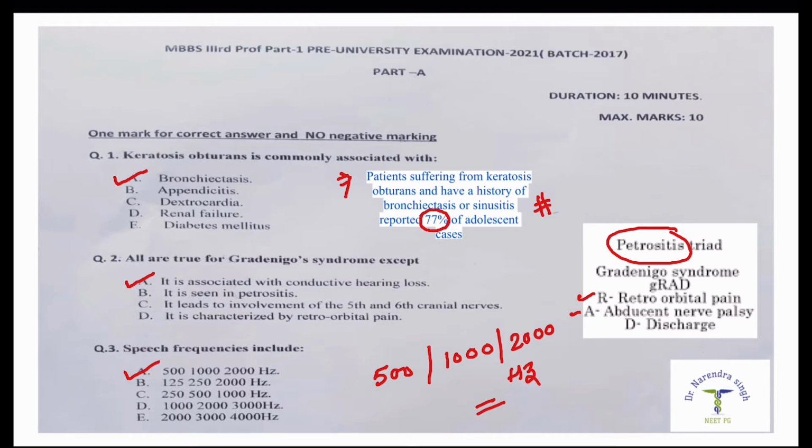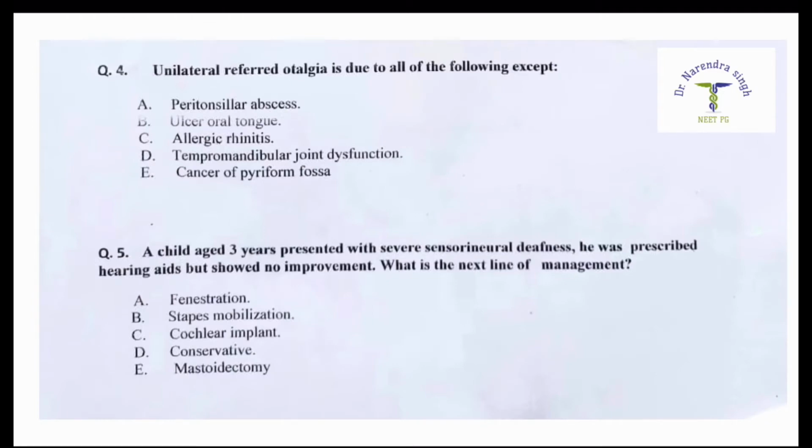Now coming to question number 4: unilateral referred otalgia is due to all of the following except. We have to remove the option which is not responsible for unilateral referred otalgia. Option A, peritonsillar abscess: we know that tonsillar area pain is referred to the ear. Option B: we know that an ulcer of the oral tongue is responsible for referred otalgia.